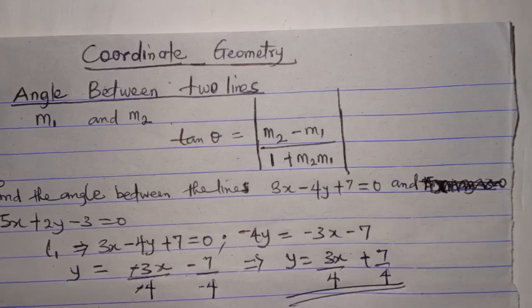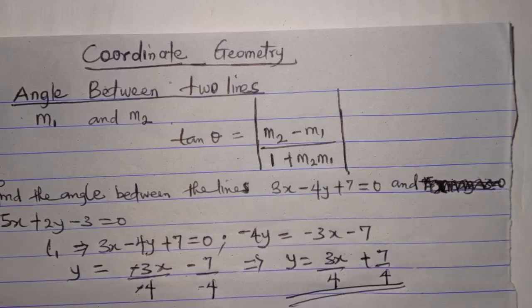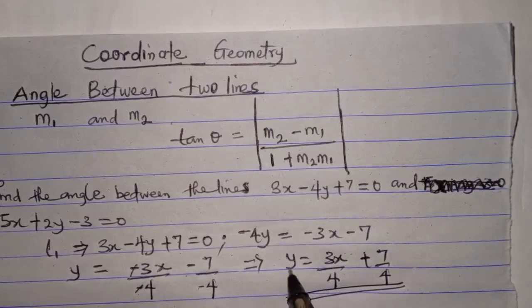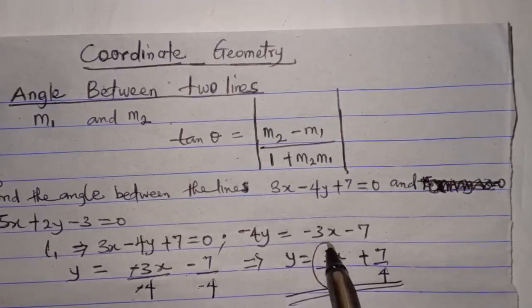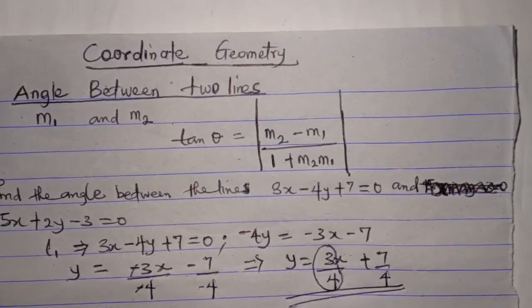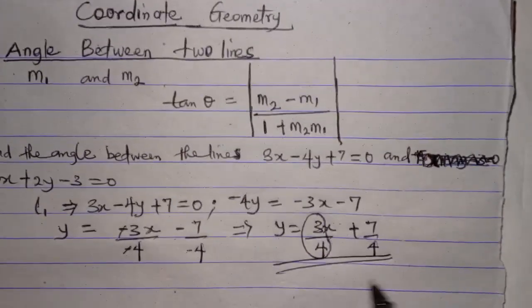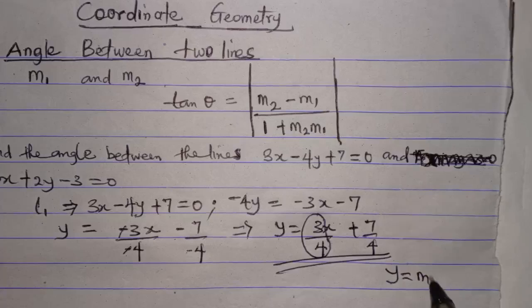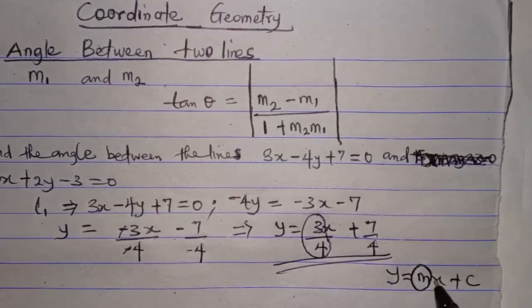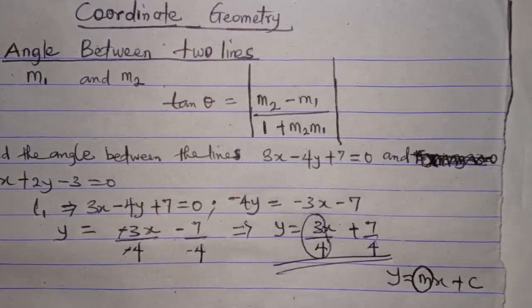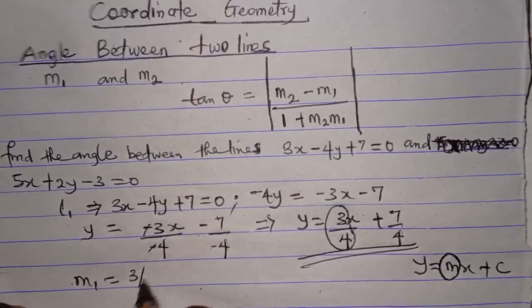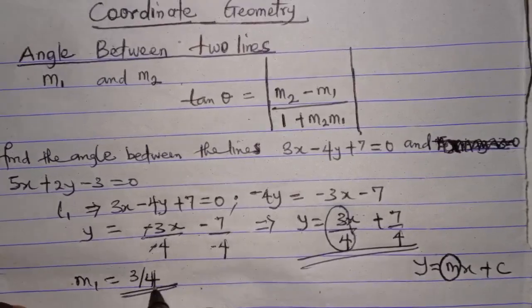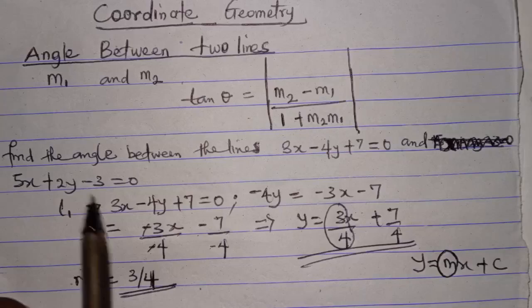The gradient of this line is the coefficient of x after making y the subject of the formula. This is 3 over 4. The gradient-intercept form says y equals mx plus c, where m is the gradient and it's the coefficient of x. So I'm going to say that m1 is equal to 3 over 4, which is the gradient of this first line. Now, what is m2?